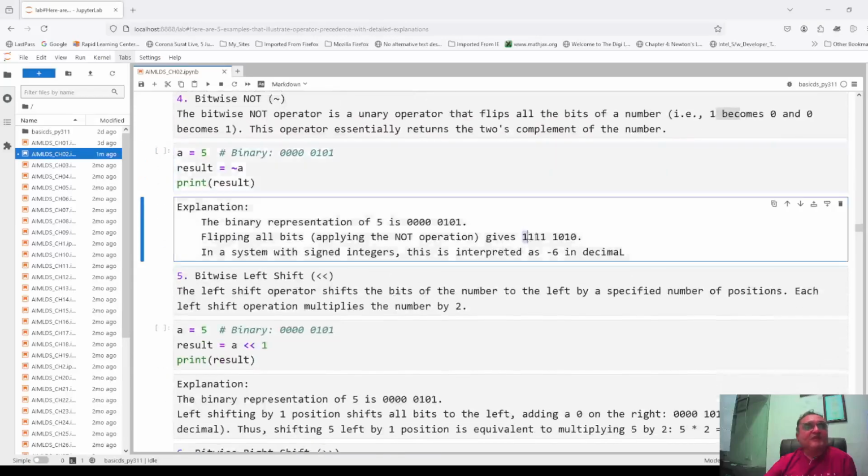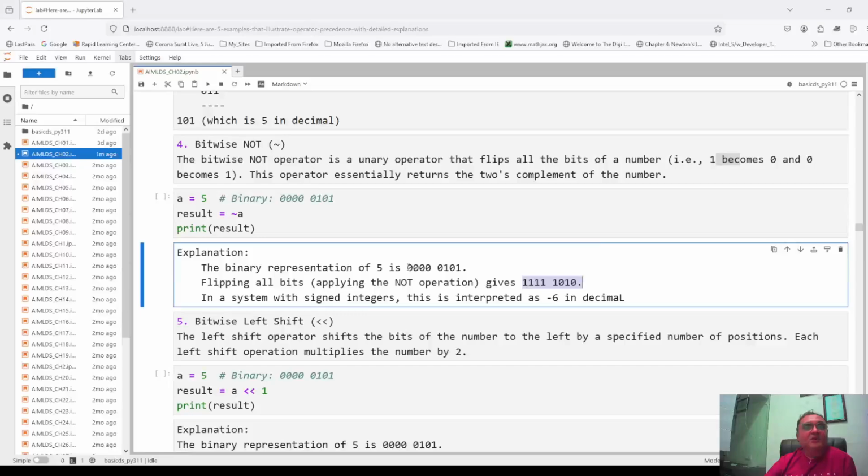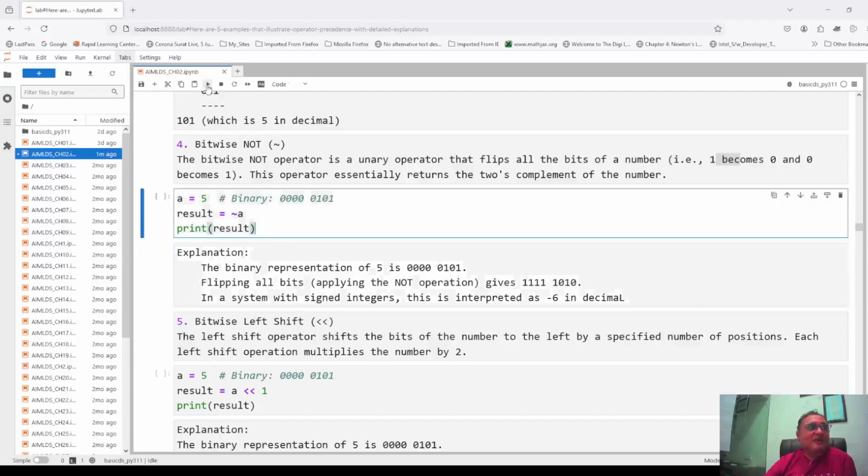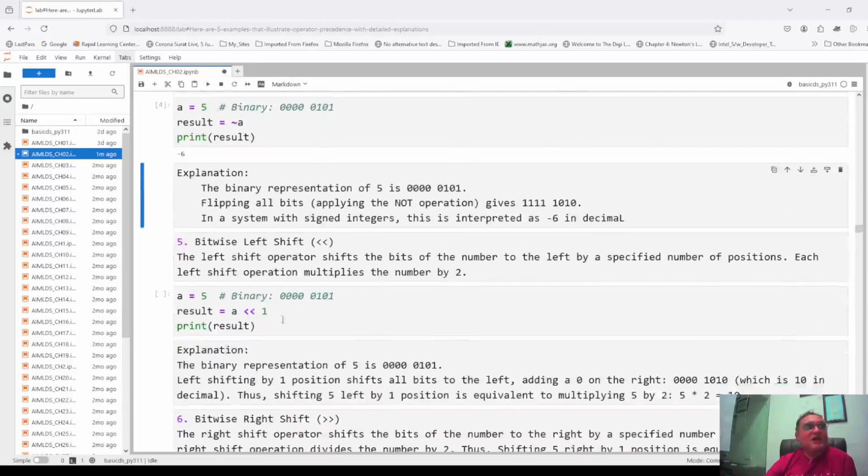Here I have written, after applying the NOT operator to this binary number, you will get this binary number. Now, what is this binary number? If you convert it into decimal, it will be -6. It is for a system with signed integers. I will leave it to you to find how this binary number is -6 in decimal. But let us check if I am getting -6 or not. Okay, so I am getting -6.